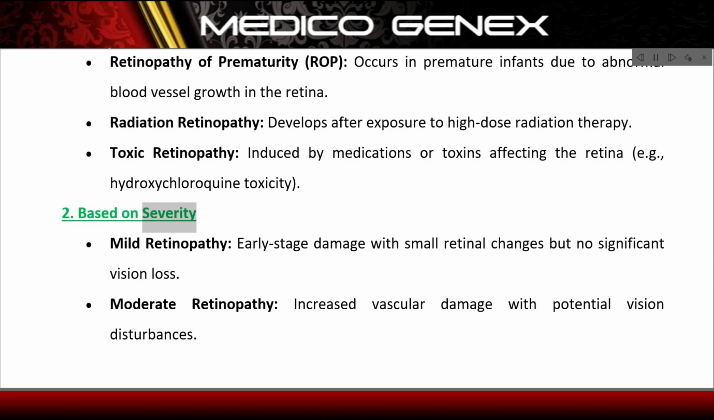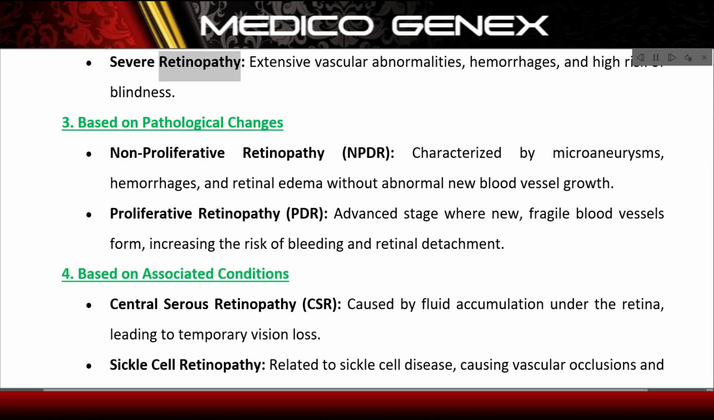2. Based on severity. Mild retinopathy, early stage damage with small retinal changes but no significant vision loss. Moderate retinopathy, increased vascular damage with potential vision disturbances. Severe retinopathy, extensive vascular abnormalities, hemorrhages, and high risk of blindness.